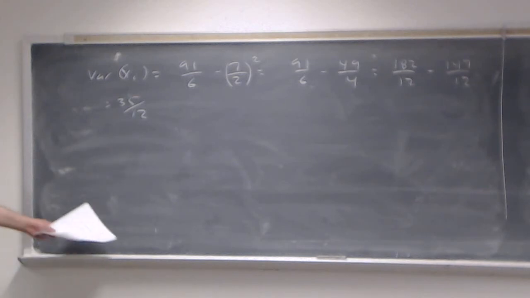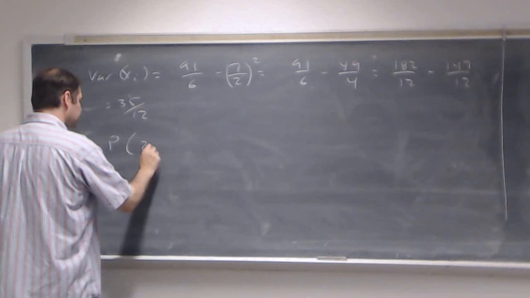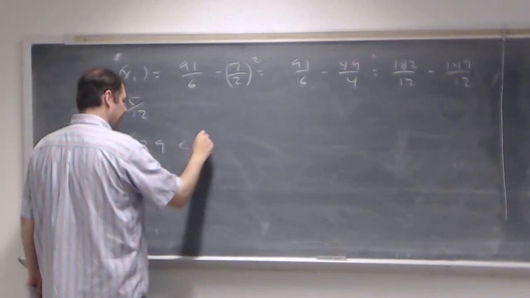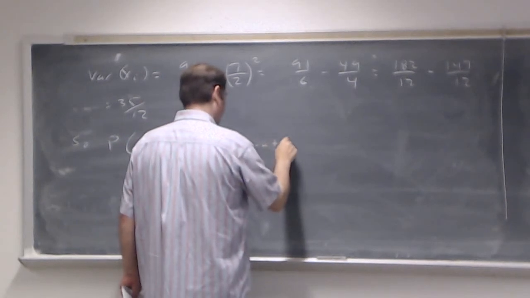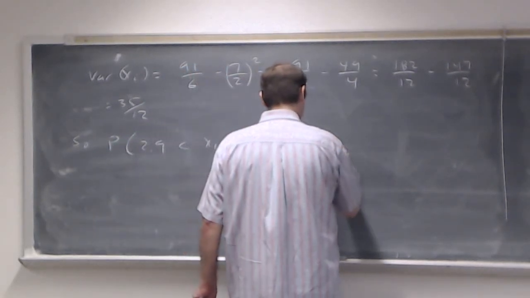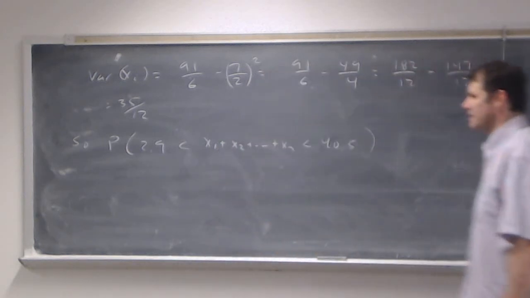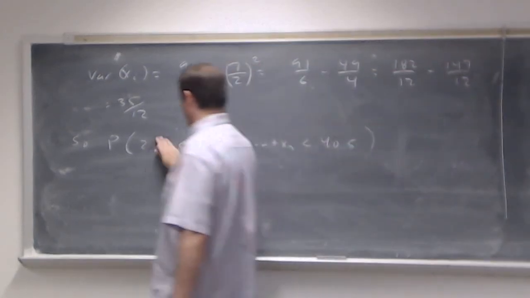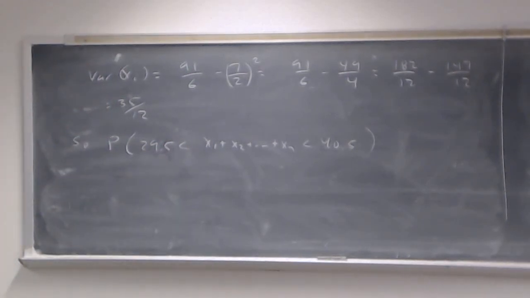Okay, so I've erased what we were looking for. So the probability that 29.5 is less than X_1 plus X_2 plus up to X_n is less than 40.5. That's what we're looking at. That's our problem, to approximate the probability that the sum is between 30 and 40.